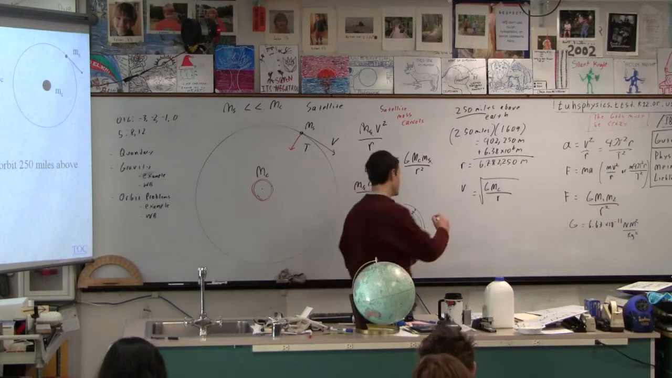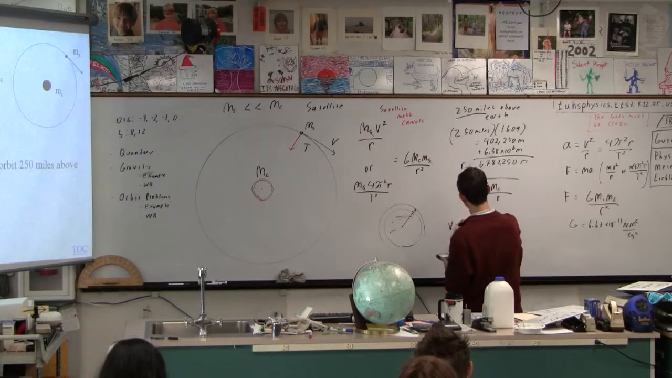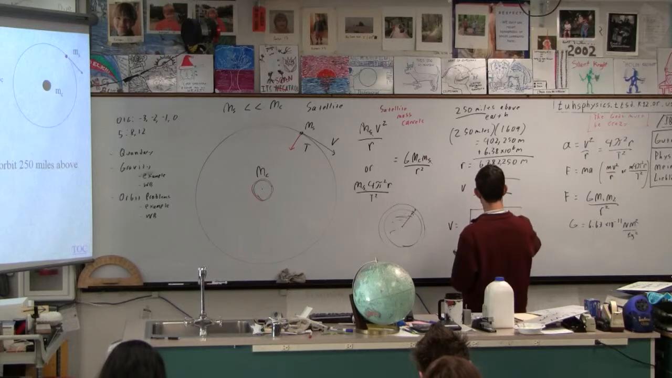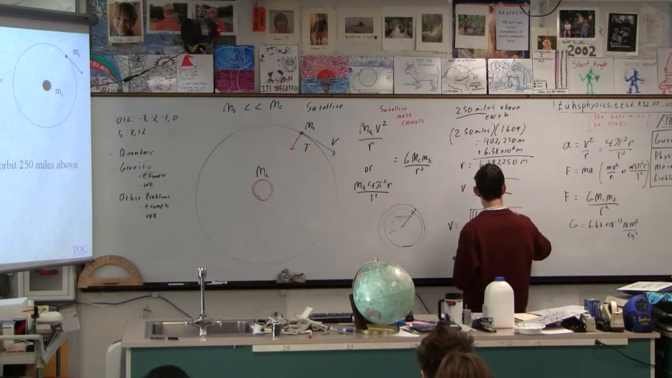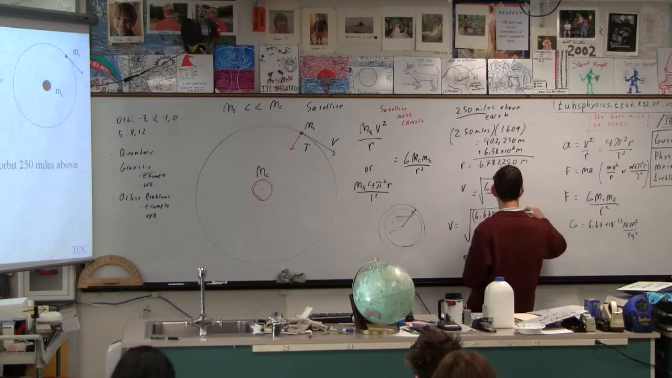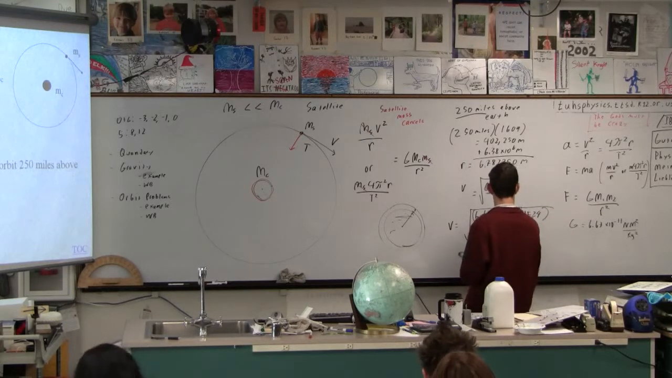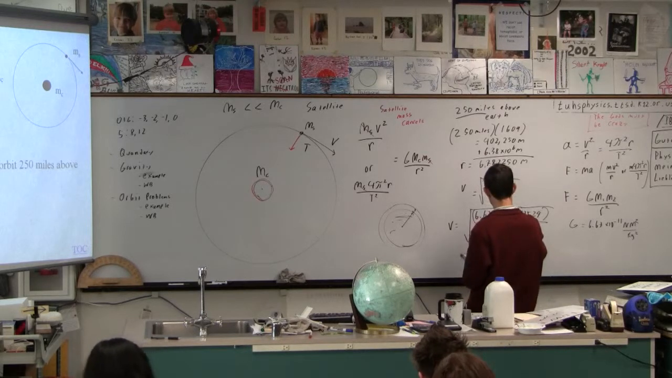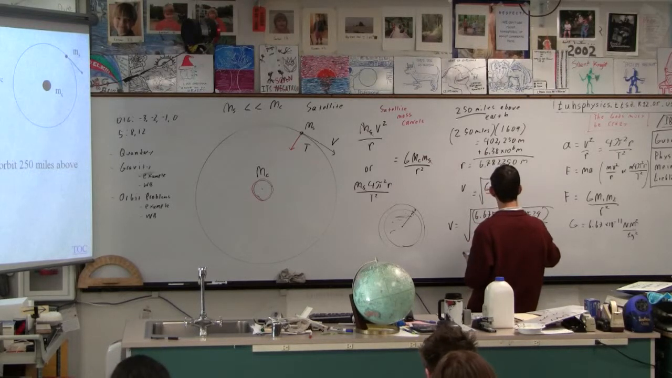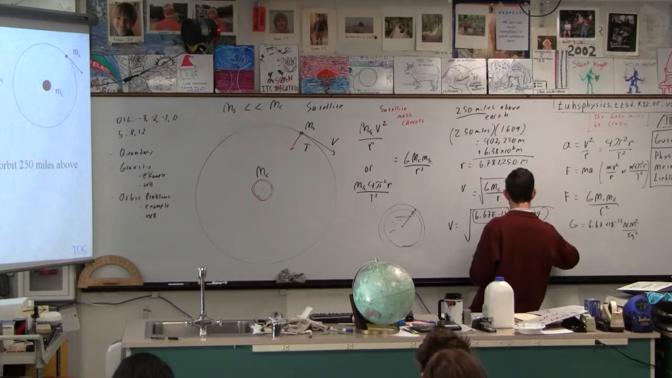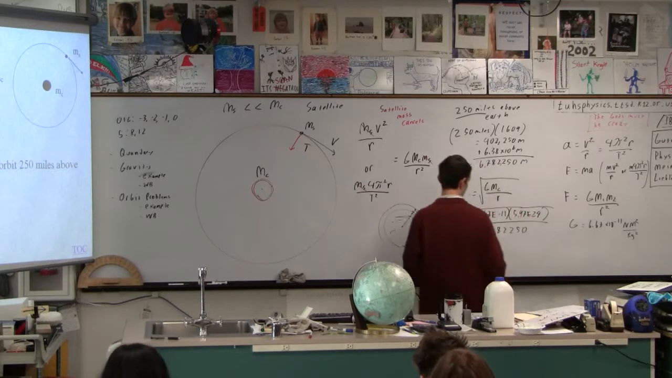There we have it, right? So let's plug this in. Velocity is the square root of 6.67e-11 times 5.97e24 divided by this guy here, right? 6,782,250 meters. I don't need to square that, right?